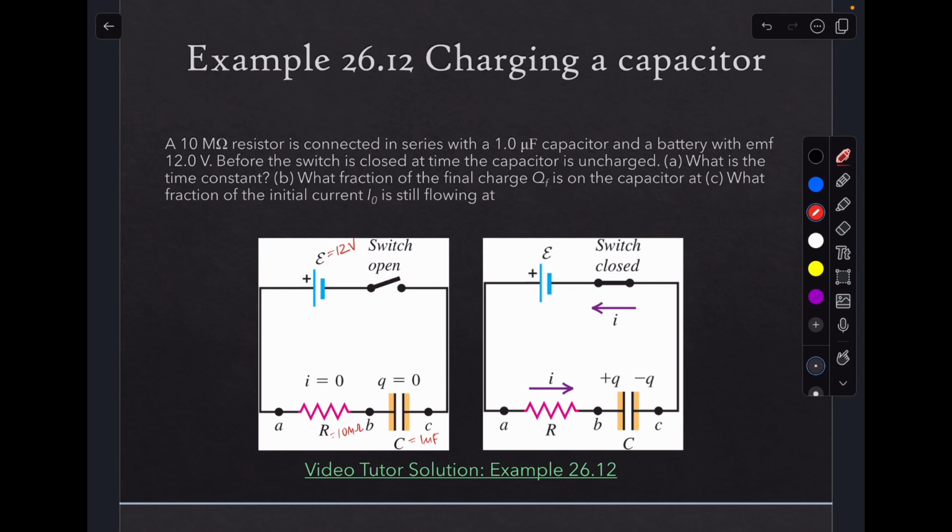The questions are, what is the time constant, tau? Tau is RC. What is the fraction of the final charge on the capacitor at, missing something here, I'll have to tell you what that is. And what fraction of the initial current is still flowing at some time? It looks like I forgot to copy and paste the time there. The time is 46 seconds.